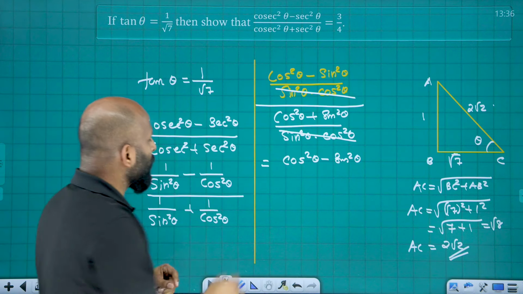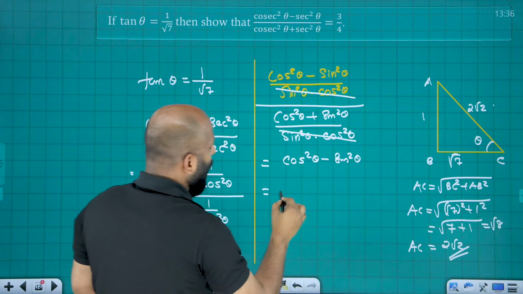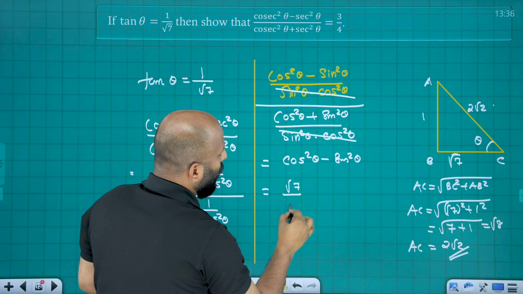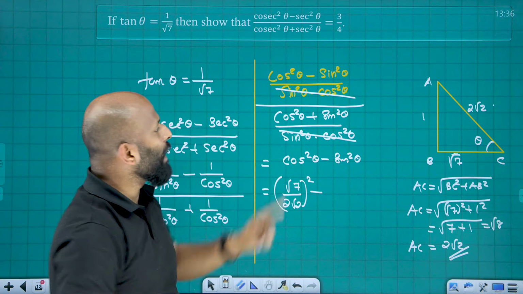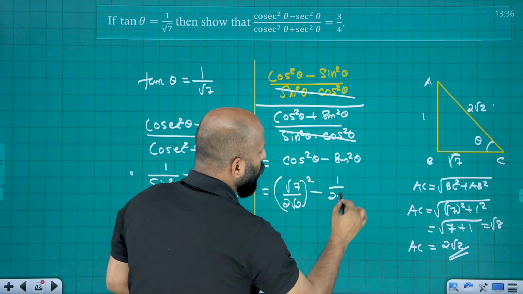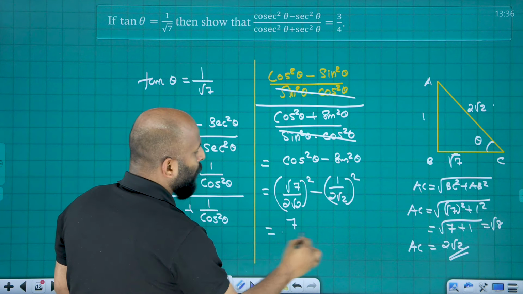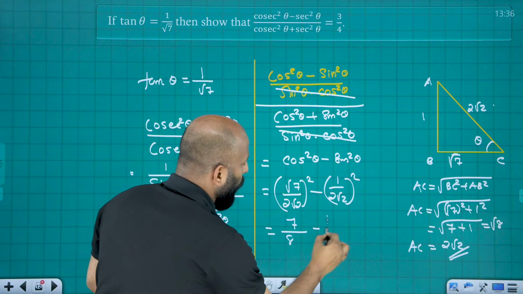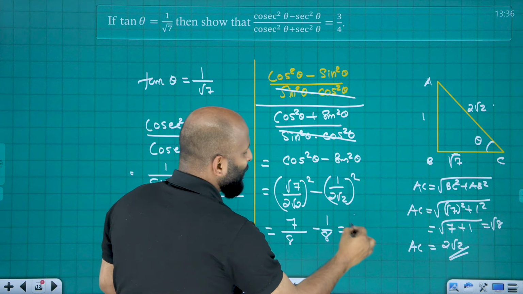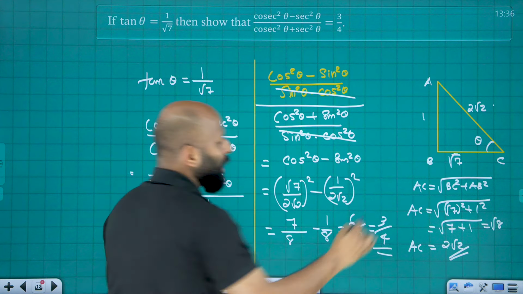Now what are they asking to find? Cos square theta minus sin square theta. What is cos theta? Cos theta is adjacent by hypotenuse. So root 7 divided by 2 root 2 whole square, minus sin theta is opposite by hypotenuse, 1 by 2 root 2 whole square, which is equal to 7 by 8 minus 1 by 8, which is equal to 6 by 8, that is equal to 3 by 4.